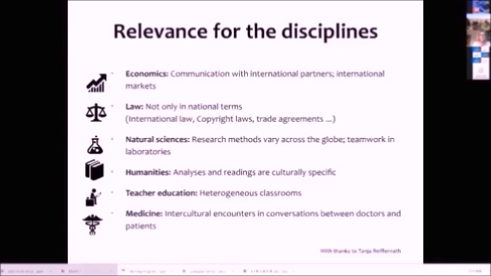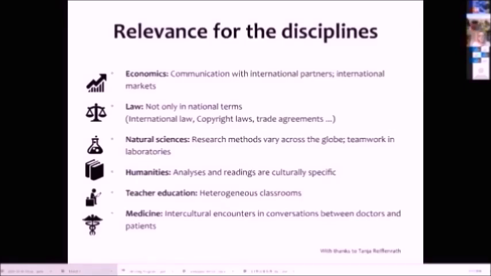So it's relevant for law, for example, because of international law or copyright or trade agreements. It's relevant for natural sciences, working with people across the globe in laboratories or in writing research articles together. Teacher education, we'll see increasingly varied, heterogeneous classrooms. And in medicine, for example, doctors and paramedics and people in health professions are working with clients and patients from different cultural backgrounds.